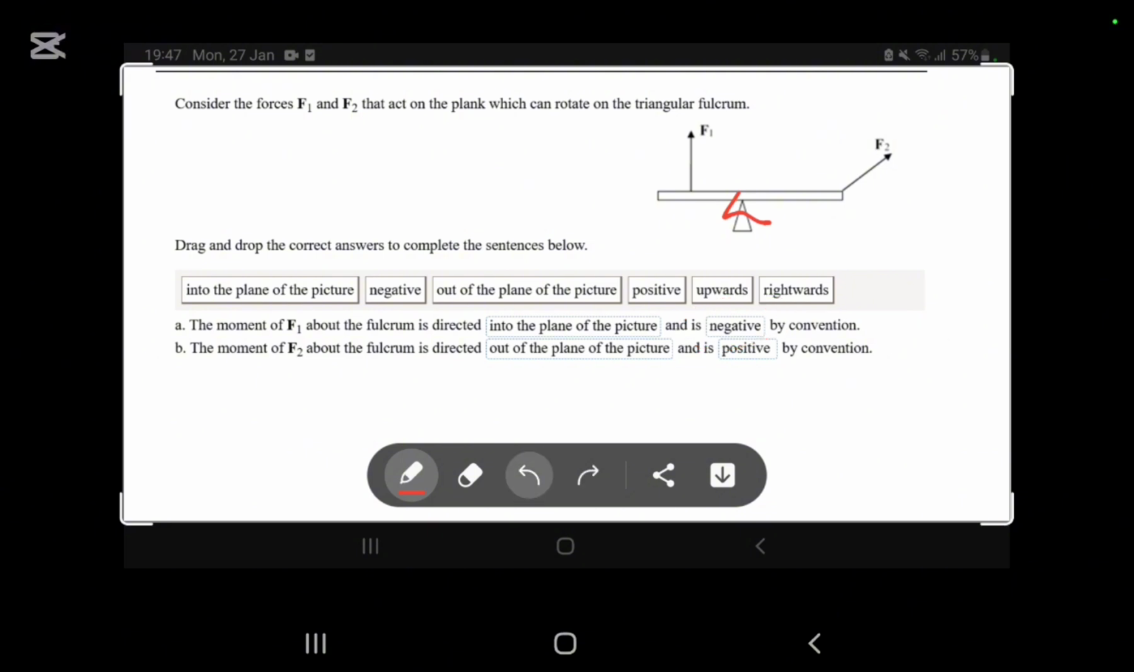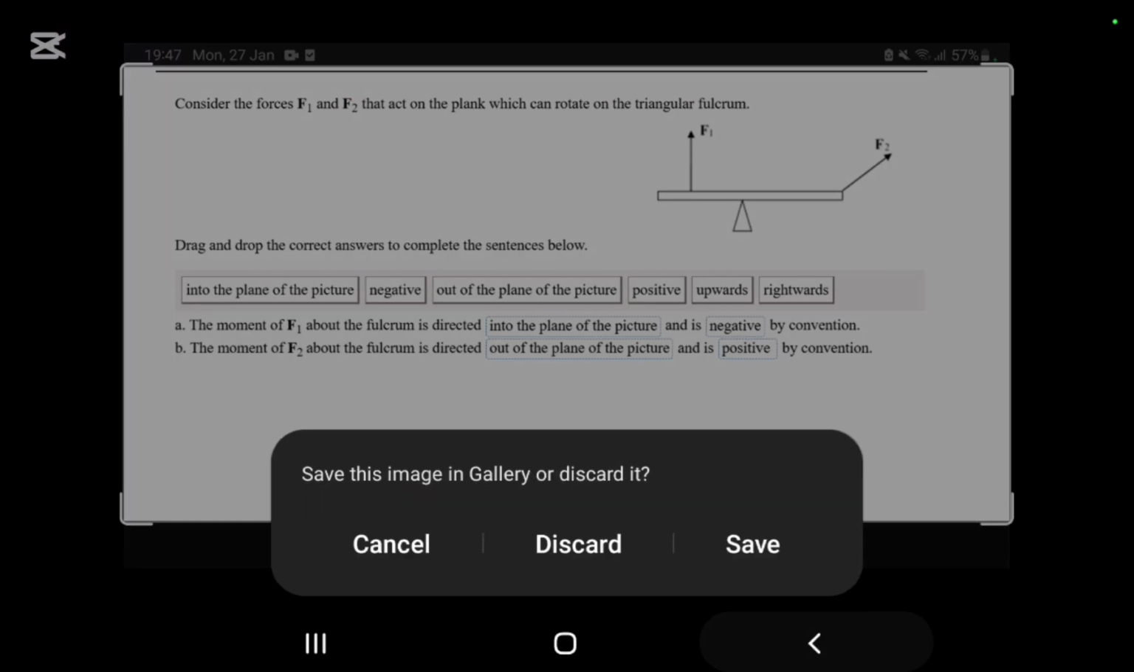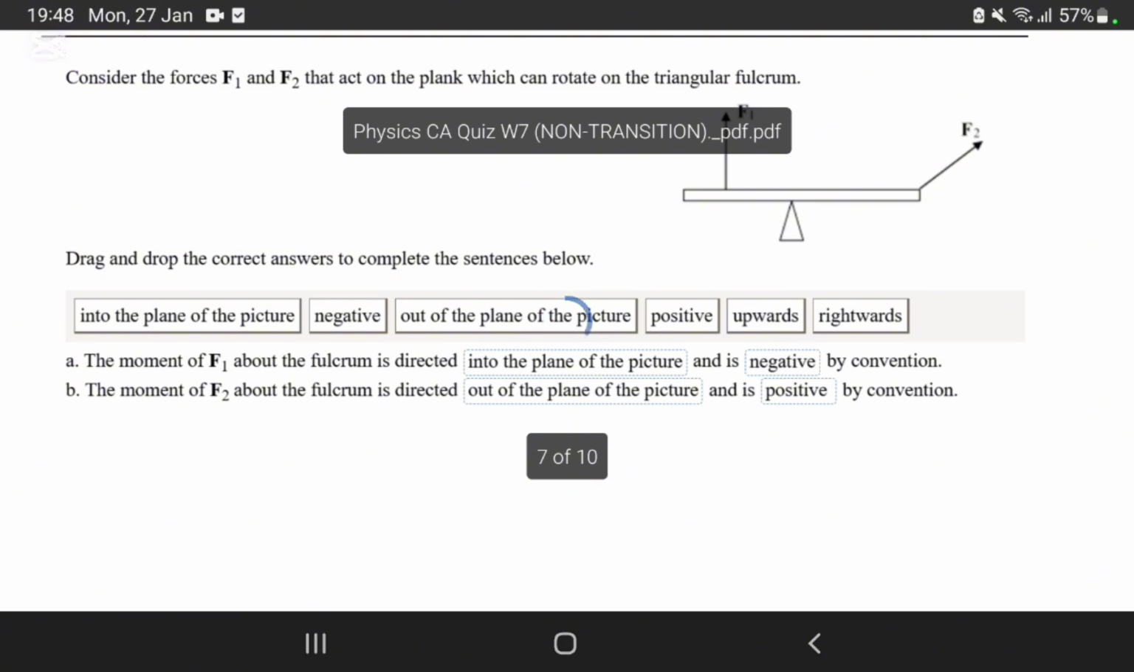Okay. Let's do the same thing for F2. So let's say we're pushing a force like this. It will turn the seesaw counterclockwise. So that means the torque will be positive.